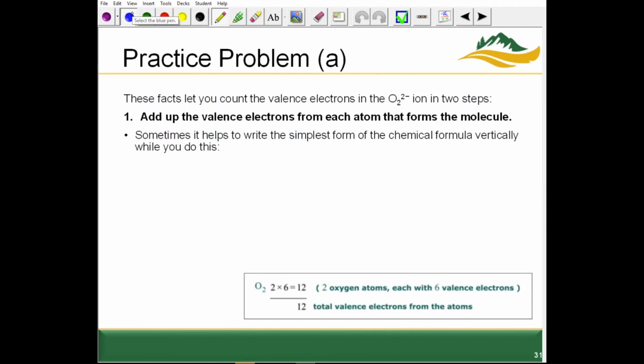So let's follow these steps for our practice problem at hand. So O2 2-. The first thing we want to do is add up the valence electrons from each atom that forms the molecule or ion. So ignoring this charge here for a second, we'll come back to that. That's one oxygen and a second oxygen.